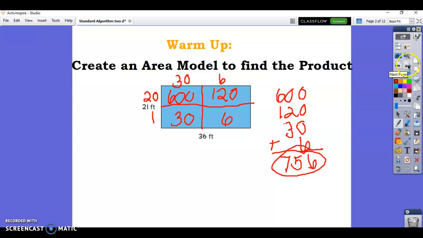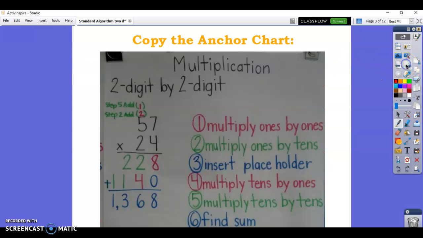Now we are going to be moving into the standard algorithm. So make sure that you have all of this written in your notes. And then the next part is super important. In your journal, I want you to pause the video here and copy down the anchor chart. This is your multiplication 2-digit by 2-digit standard algorithm. It's the steps. So here we have the example of 57 times 24.